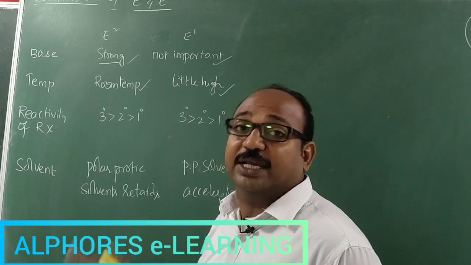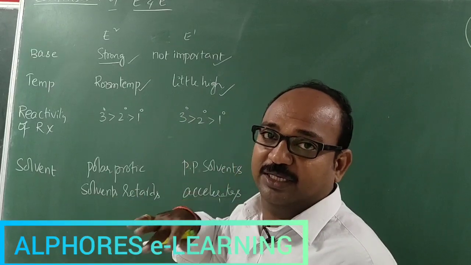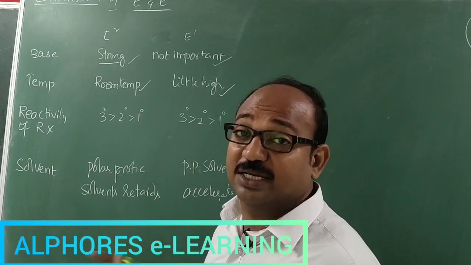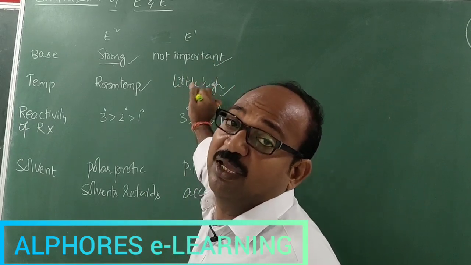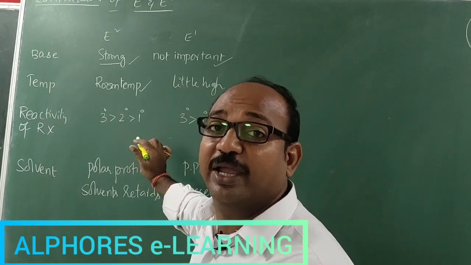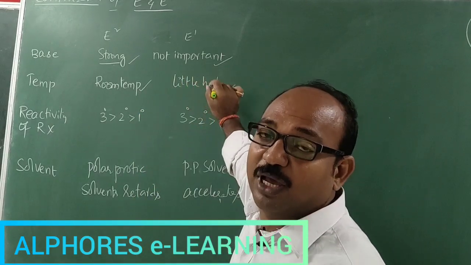Of course later in the second step, because of bond formation, we will get energy. But that is not the rate determining step. The second step is not RDS. The first step only is the rate determining step. That's why the first step is endothermic. That's why we need to provide a little high temperature for formation of carbocation.